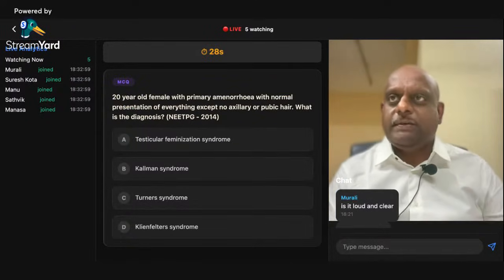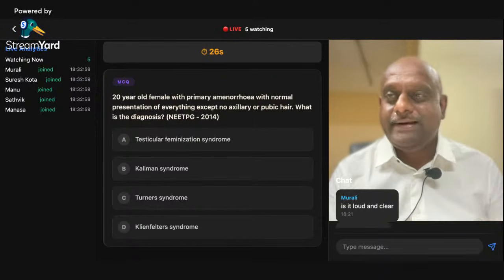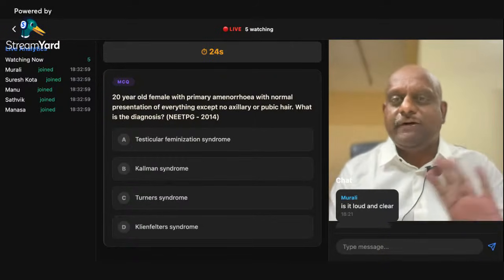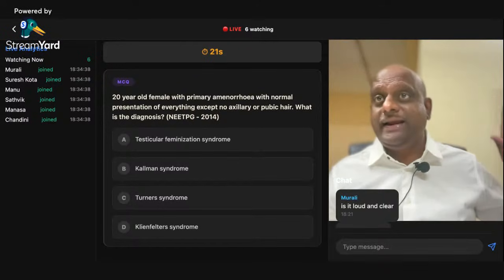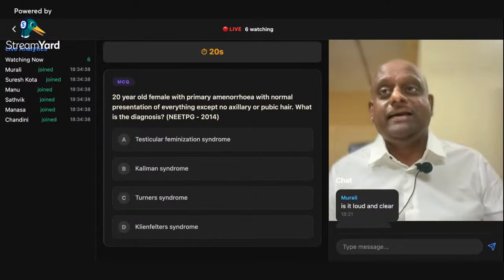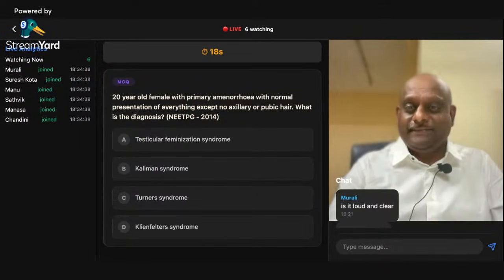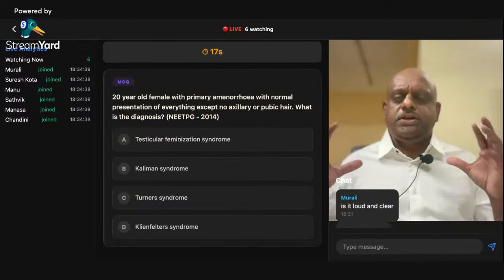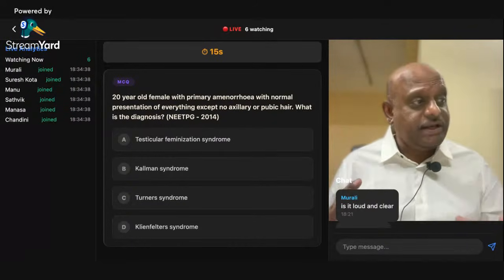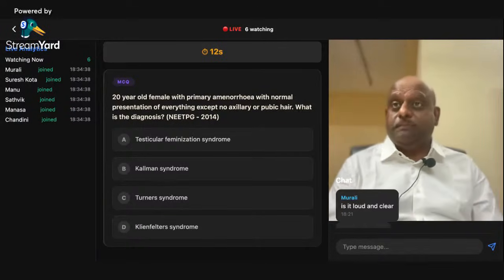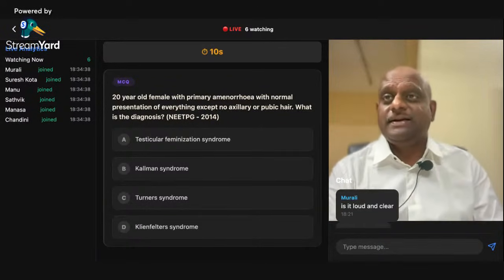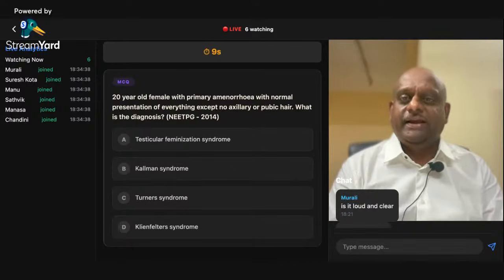A 20-year-old female with primary amenorrhea, with normal presentation of everything except no axillary hair, no pubic hair. What is your diagnosis, doctor? This is one of the traditional classical MCQs which occur because of a receptor level resistance. Yes, let us see who is going to be the correct answer.